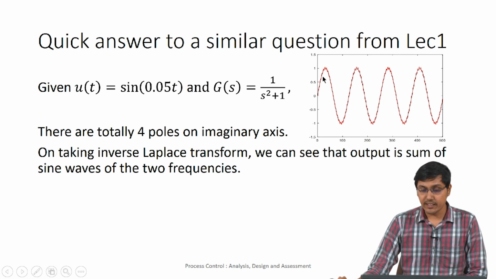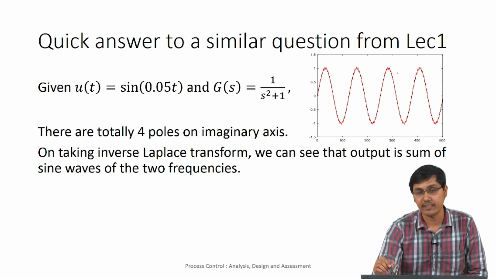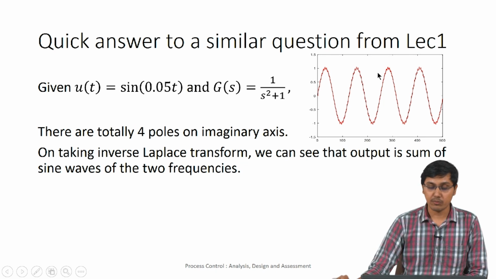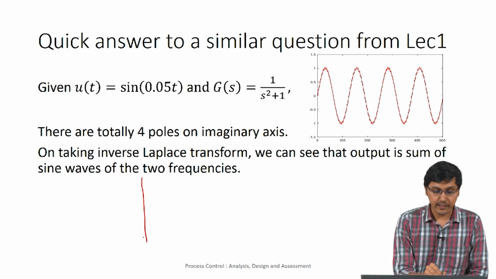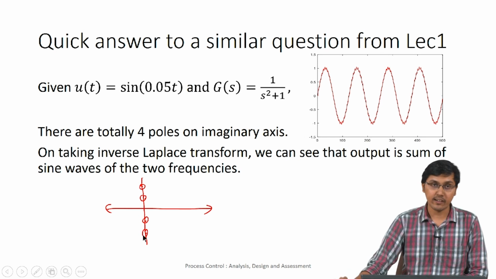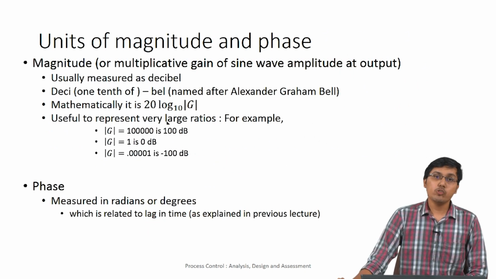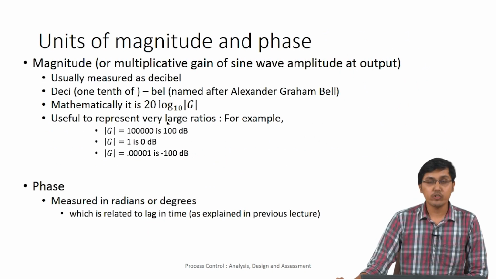If you look here, there are two waves actually. There is a dominant wave and then there is another wave above it. So, these are two sine waves, one sine wave superimposed on the other. Basically, in the Laplace plane you will have 4 complex numbers, and if you invert this into y of t, you will get 2 sine waves. Now, we will talk about the units in which we will measure the magnitude and phase.